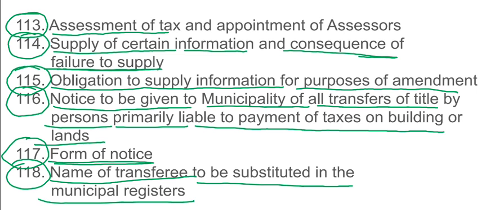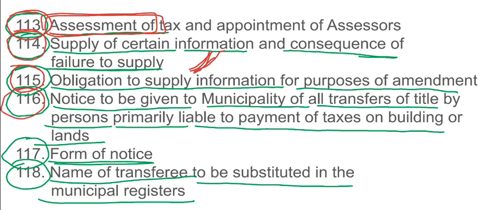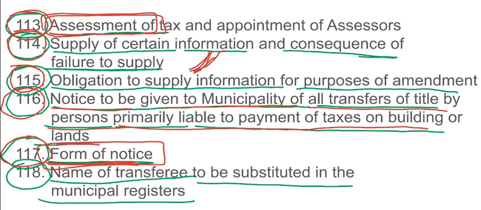Now see the keywords of these sections. For section 113 it is the assessment. Assessment is the keyword. Section 114 and 115 both are related to information. Section 116 notice to be given to municipality of all transfers of title by persons primarily liable to payment of taxes on building or lands. Section 117 form of notice. Section 118 name of transferee to be substituted in the municipal registers. Substitution of transferee, name of transferee.